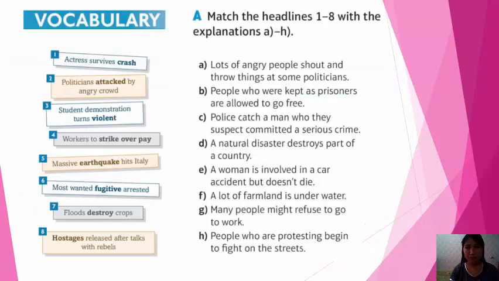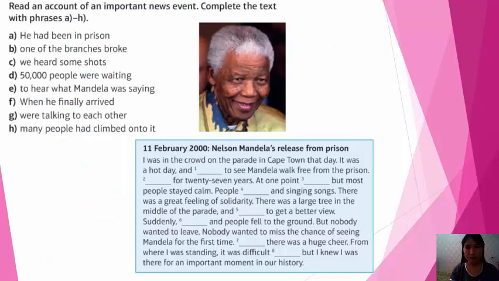So next activity is vocabulary activity. You should match the headlines from 1 till 8 with the explanations from A to H. For example, first, actress survives crash. That means a woman is involved in a car accident but doesn't die. So please do this activity. Let's continue. Read an account of an important news event. Complete the text with phrases from A to H.